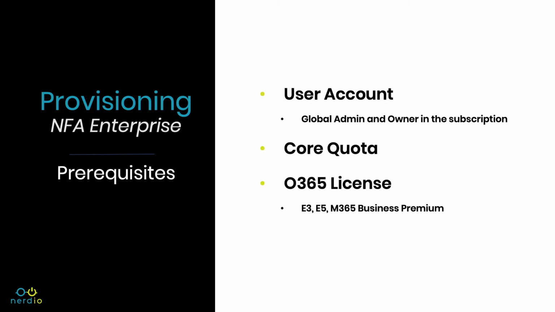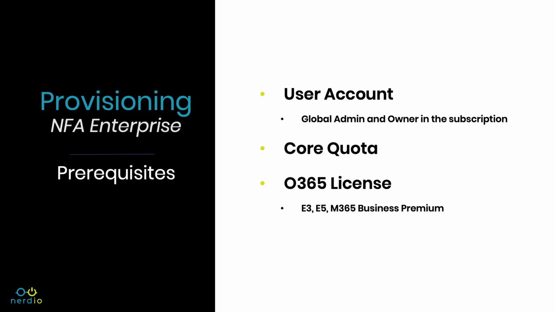Finally, you're going to need an available and unassigned O365 license during the provisioning process. Generally, this is an E3, E5, or M365 Business Premium license. But again, we will outline other licenses that can be used in the articles posted in the comments section of the video.